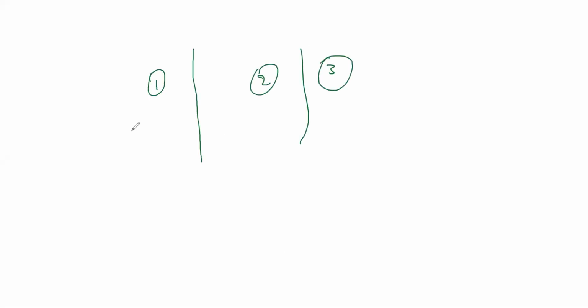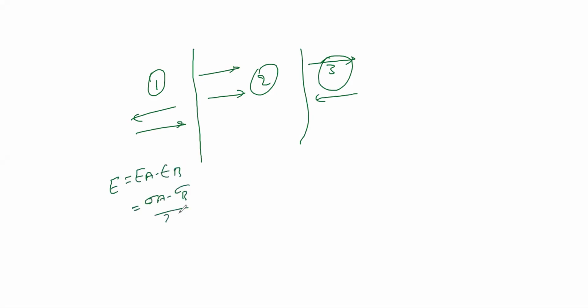Okay. So, same thing, I'm displaying it now on the board. I won't redraw it the way we discussed earlier, that is a waste of time. So there are three regions: first region, second region, third region. In the first region the two fields are in opposite directions. In the second region both are in the same direction. In the third region the two are in opposite directions. So for this case, E is EA minus EB, that is sigma A minus sigma B by 2 epsilon naught.